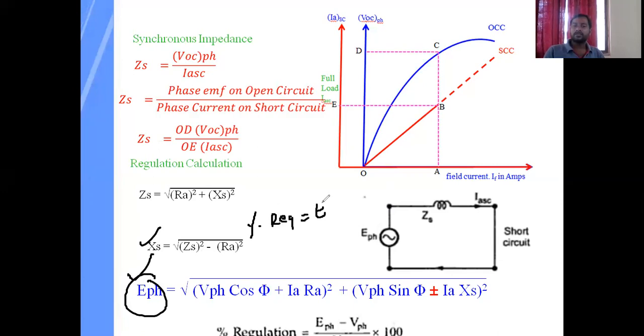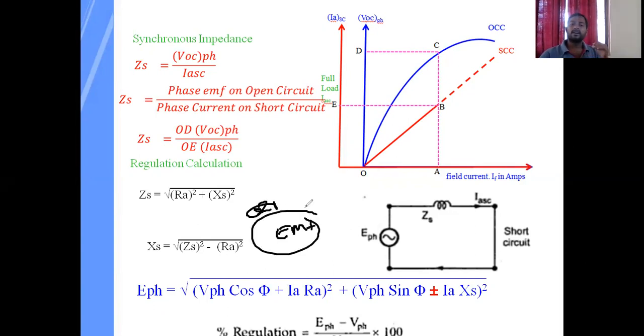Voltage regulation is equal to E phase minus V phase by V phase into 100. In this way, we can find the voltage regulation by using the ZP, this is an EMF method or synchronous impedance method. This is the only method having the pessimistic result.